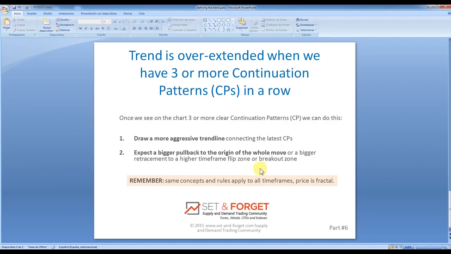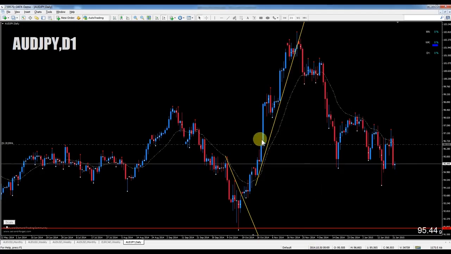Remember, a very important thing here, key. These same concepts in this lesson and all the other lessons apply to all time frames because price is fractal. Remember what fractal is. On each candle, if we drill down to lower time frames, we will have the same patterns and connections and rule set applied with the trend line and the imbalances. The same rules apply.